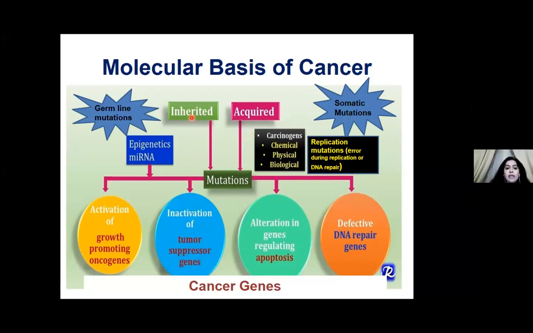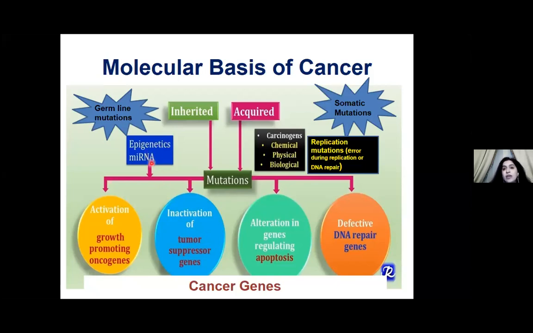On the other side, some inherited mutations which take place in germ lines include mutations of defective DNA repair genes, or they may affect tumor suppressor genes, or activation of oncogenes, for example. So all these mutations result in carcinogenesis, and we cannot ignore the role of microRNA and epigenetics.